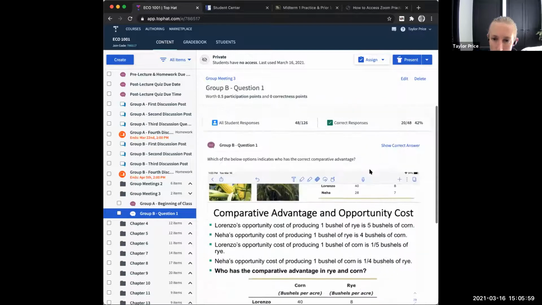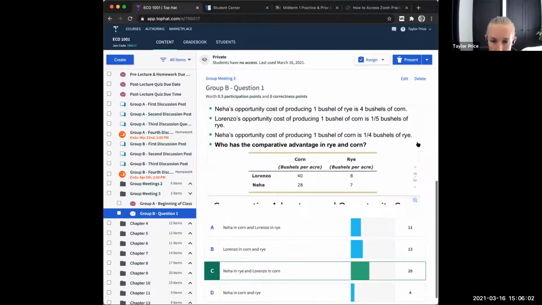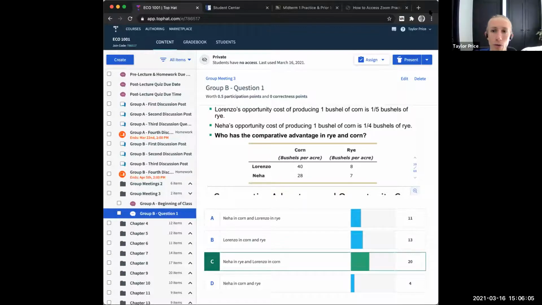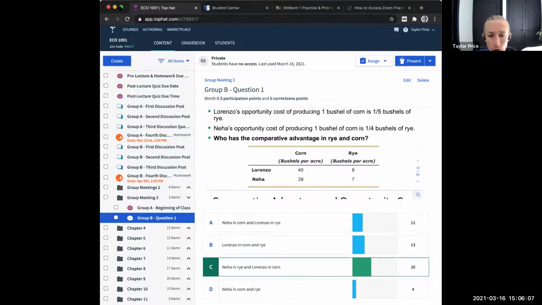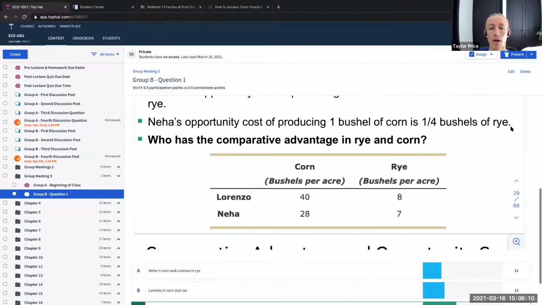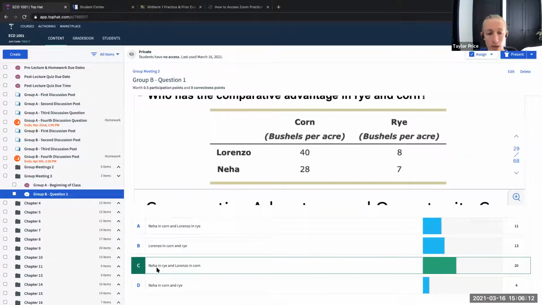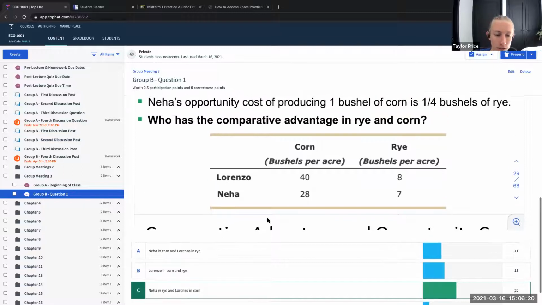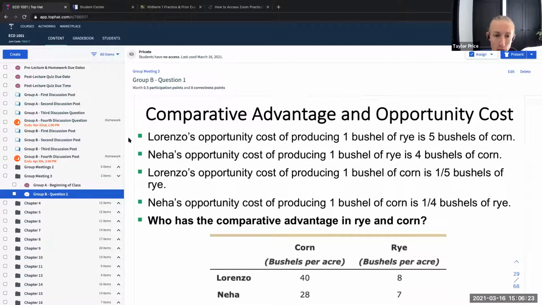Okay, so let's take a look at the correct answer. Great, it looks like most people got the correct answer. The correct answer was Niha in rye and Lorenzo in corn. The reason for that is, if you look up here, when we're comparing the opportunity costs, we can see for this first example, let me group them together so it's a little easier to see.